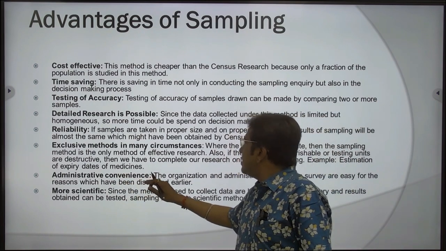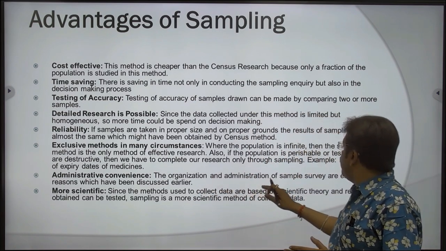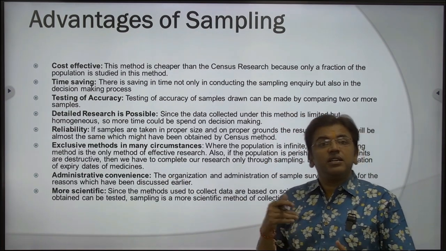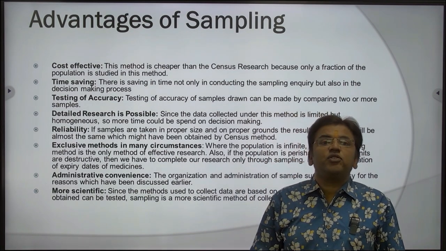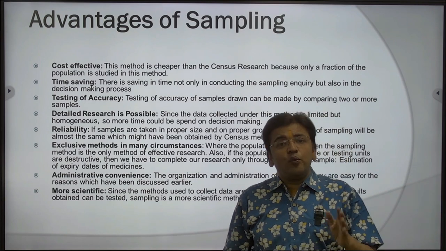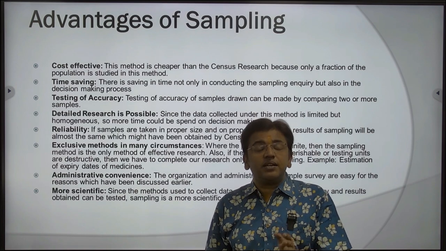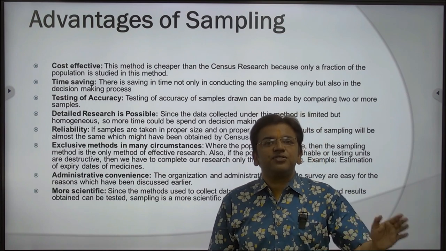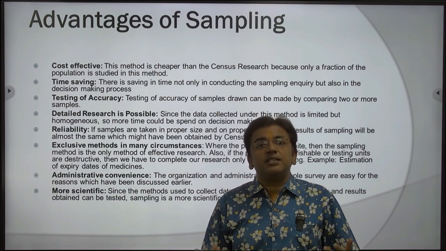Then administrative convenience. Administrative convenience means in research, the organization and the administration of a sample survey are easy for the reasons which have been discussed here. All the research which we are going to conduct is for the welfare of the organization or for the welfare of the administration as a whole. So, whenever you are going to conduct any research, the organization or the people or the stakeholders who are directly or indirectly being affected should be taken into consideration. The best and the effective method of getting a good research is the selection of the best sample.